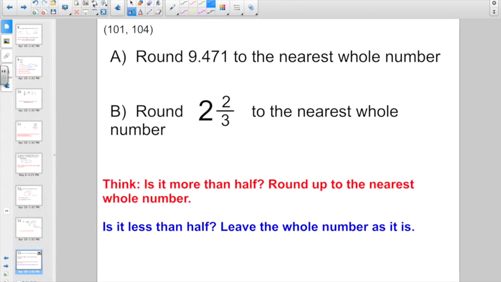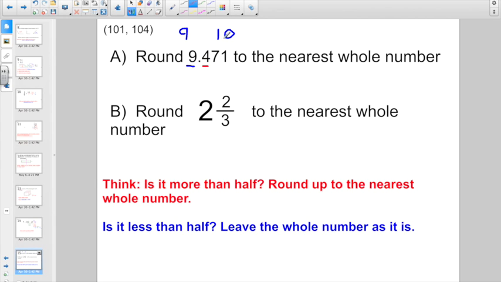Check out this one coming at us from lessons 101 and 104. Round 9 and 471 thousandths to the nearest whole number. When you're rounding to the nearest whole number, you have 2 choices. You can either round it to 9 or 10, right? And the secret there is looking at the next number.